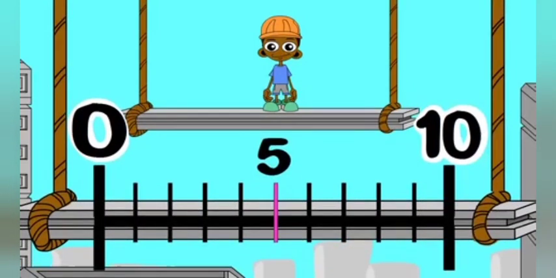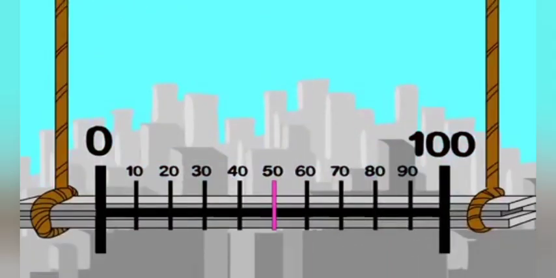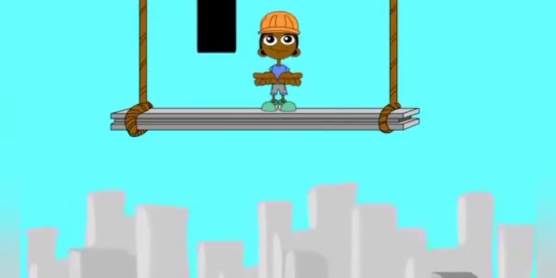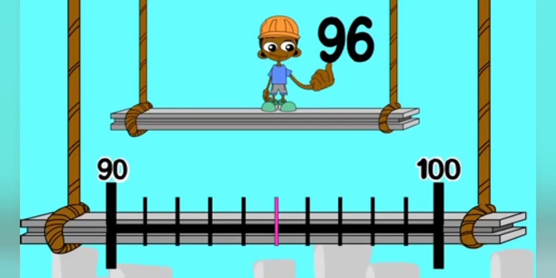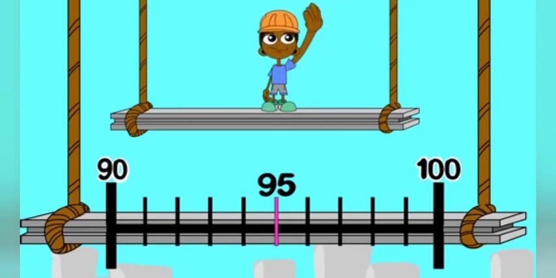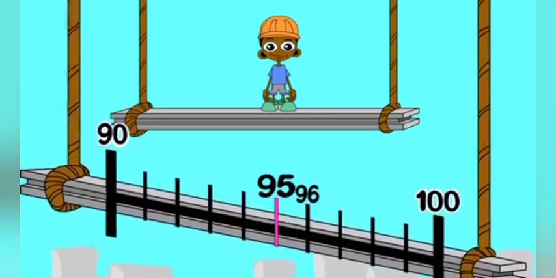And sometimes the nearest 10 is 100. Look at 96. The benchmarks are 90 and 100. The midpoint is 95. 96 is greater than 95. So, to the nearest 10, 96 rounds up to 100.